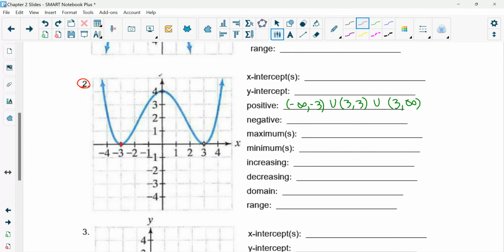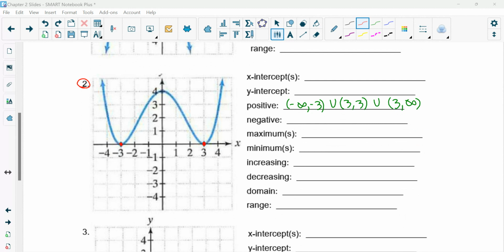The positive gets some people, because at -3 and at 3, those y values are 0, which is not positive or negative. So you're going to have to write your positive interval as 3 separate intervals. So from -infinity to -3, and then from -3 to 3, and then 3 to infinity. By us writing it this way, it excludes the -3 and it excludes the 3, because at those x values, those y values are 0, and we know 0 is not positive or negative.